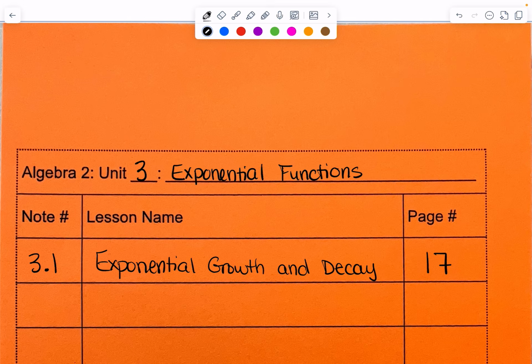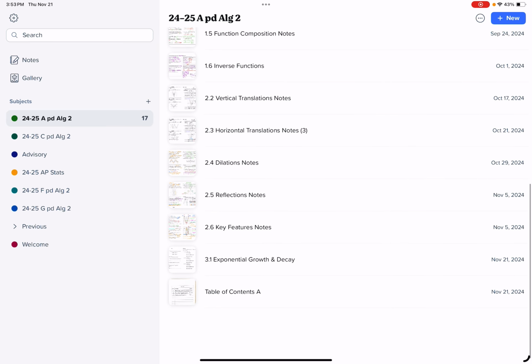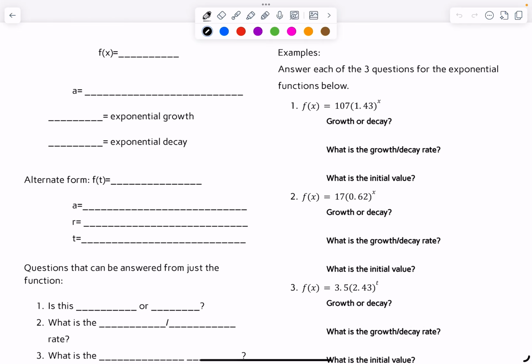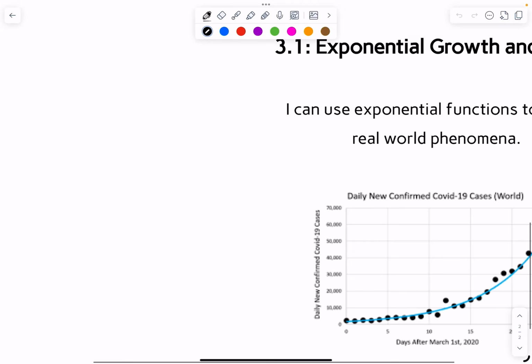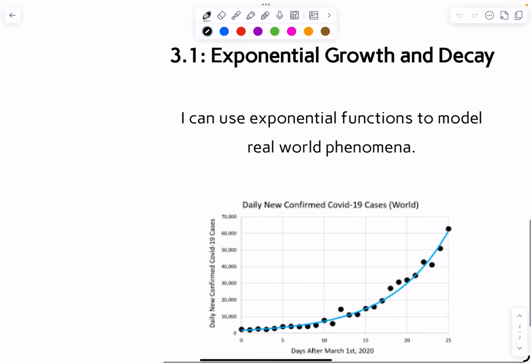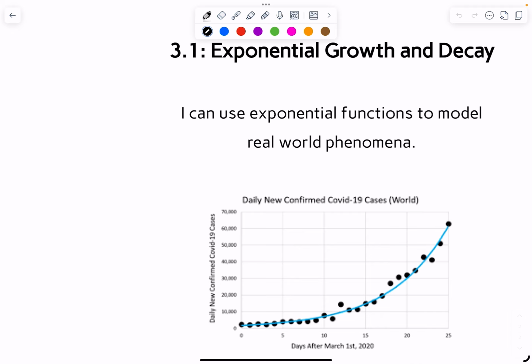Once you have done that, let's go to those notes. Go ahead and fold them like we've folded the rest of our notes here. And let's talk about these notes. So we have 3.1, exponential growth and decay. And looking at our learning target here, I can use exponential functions to model real-world phenomena. I'm going to underline exponential functions here.